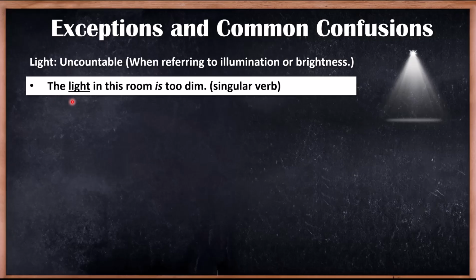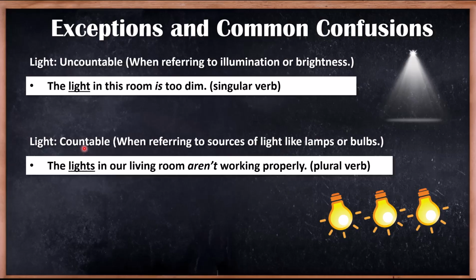For example, the light in this room is too dim. Here we use a singular verb. However, light can be countable when you're referring to sources of light, like lamps or light bulbs. For example, the lights in our living room aren't working properly. Here we're using a plural verb because we are talking about the countable noun lights. So just remember to read the context of the sentence to determine if you're talking about a concept or an actual item that is countable.